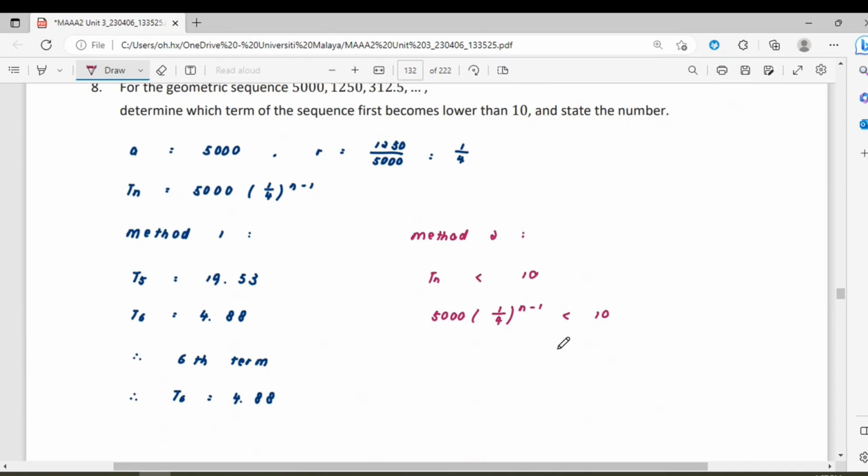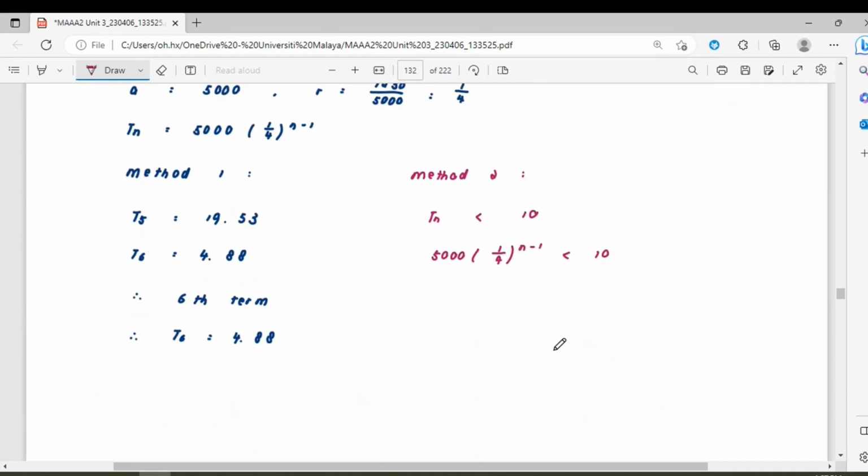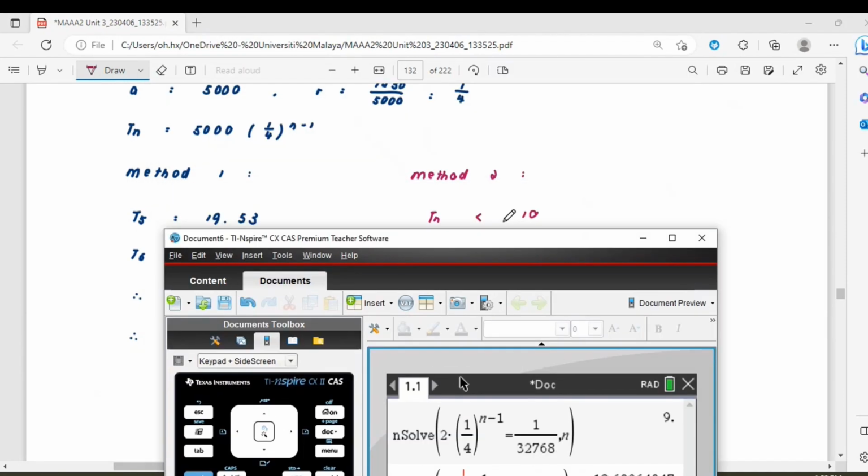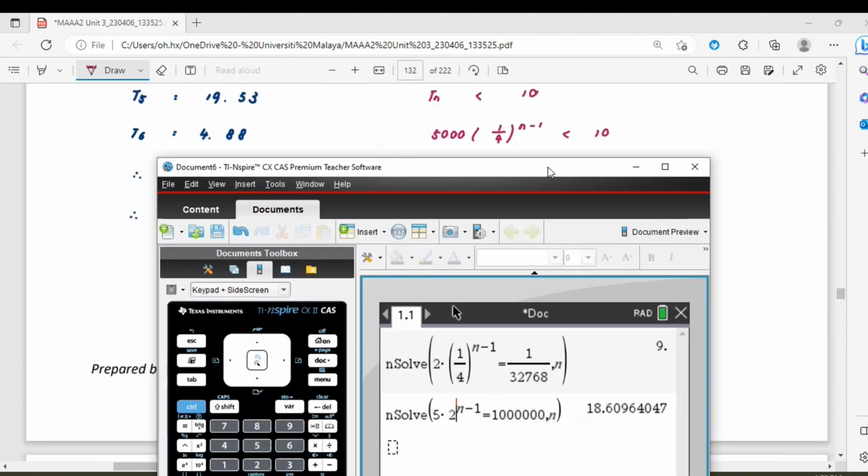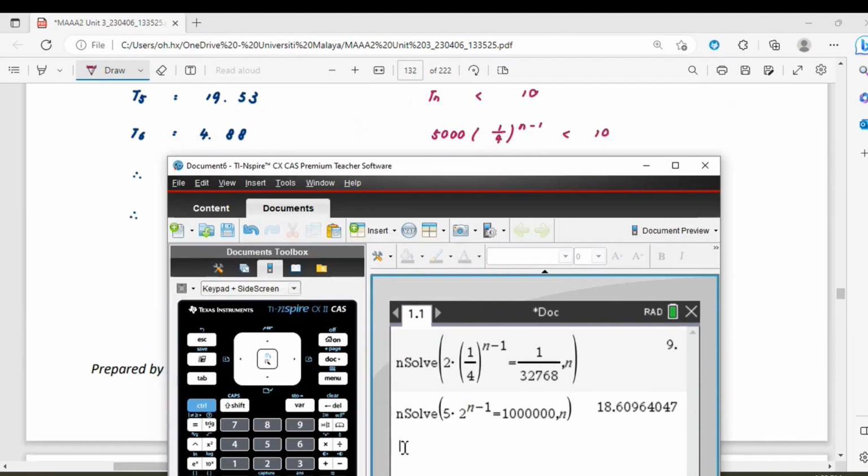But there's one thing that you need to be mindful of for this question. Let's try it out. Same thing, we are going to use and solve first. So key this in your calculator. So and solve. Okay, open your bracket.